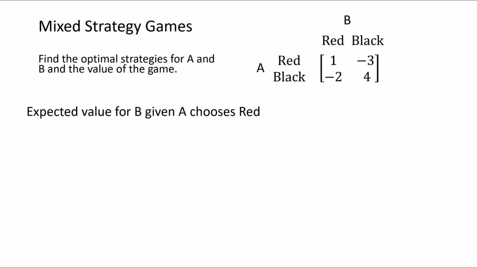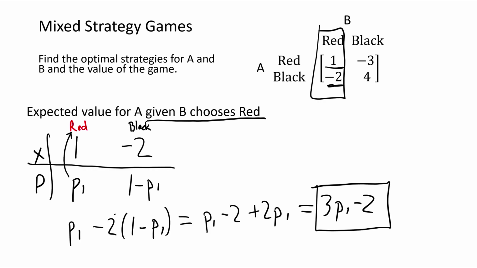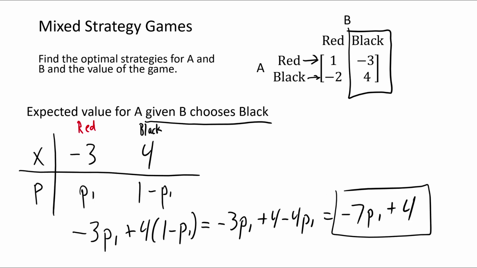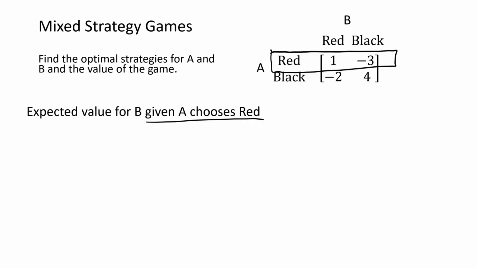All right, so now we want to find the expected value for B given A chooses red. So if A chooses red, that's our first row. So notice this seems backwards. The expected values for A were based on what B did. So we were looking at values in the columns. First column, second column. Now that we're looking for the expected values for B, we're looking for the values in the rows. So it seems backwards. This is one of the most common mistakes I see: people find the expected values correctly, but for the wrong player.